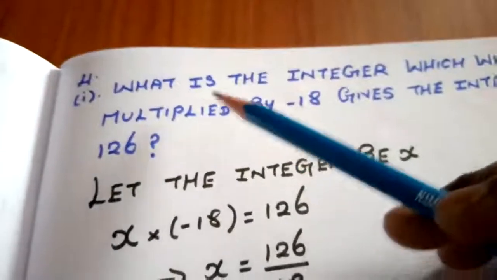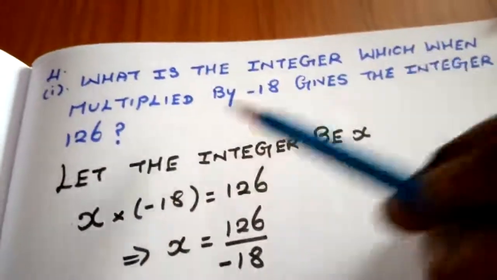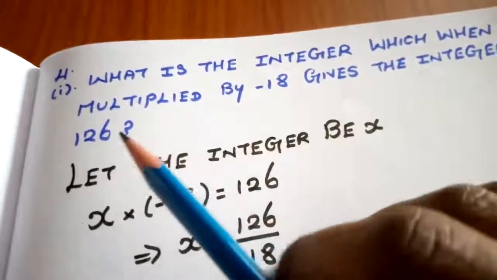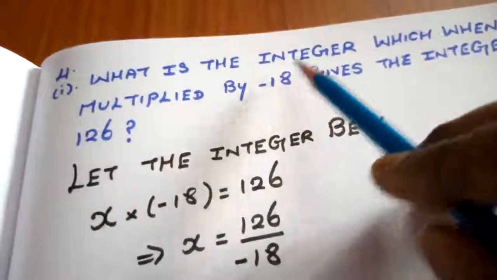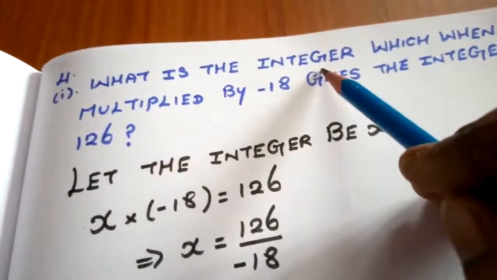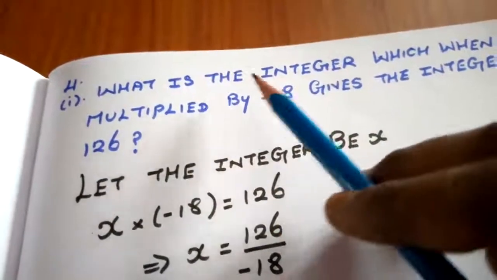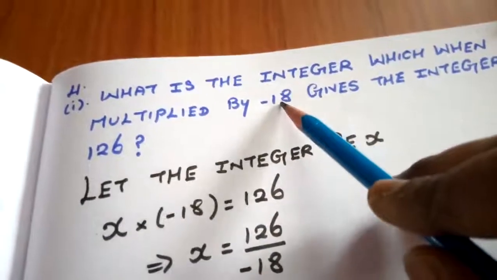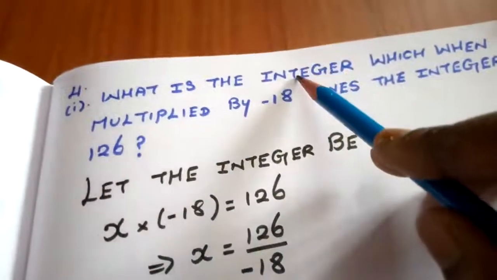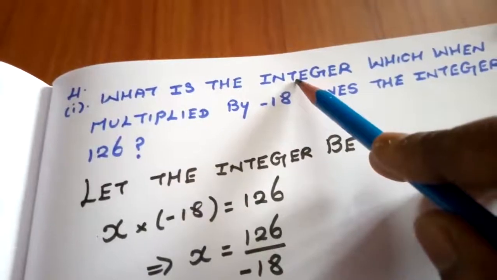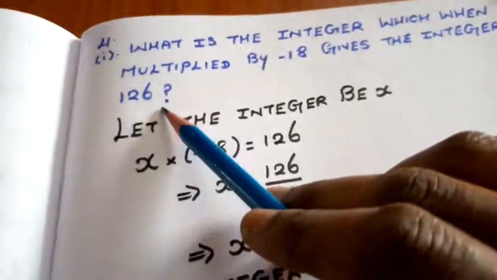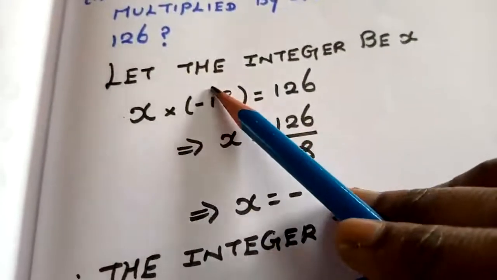Coming to the next question, question number 4. What is the integer which when multiplied by minus 18 gives the integer 126? So what is the meaning of integer? A number with the sign is considered to be an integer. So what is the integer which when multiplied by minus 18? Minus 18 into what if I multiply? What type of integer if I multiply, I am going to get the answer as 126? So that is the question they are asking you. They are asking you to find the integer.